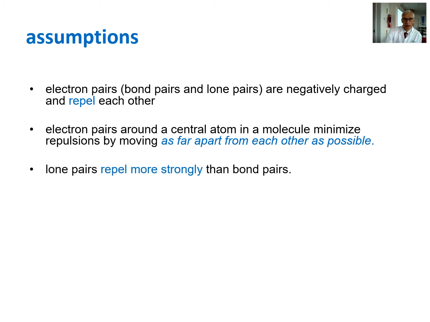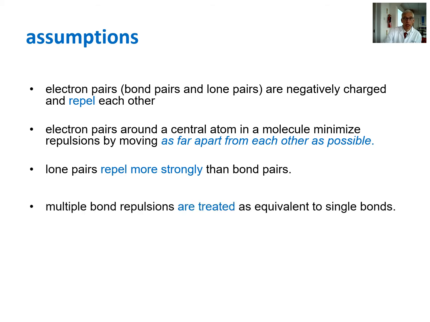Lone pairs repel more strongly than bond pairs. We will possibly come up with some simple explanation of that as we go through the lesson. We treat multiple bonds as single bonds. So a double bond is treated as if it was a single bond with the same repulsive effect as a single bond pair.